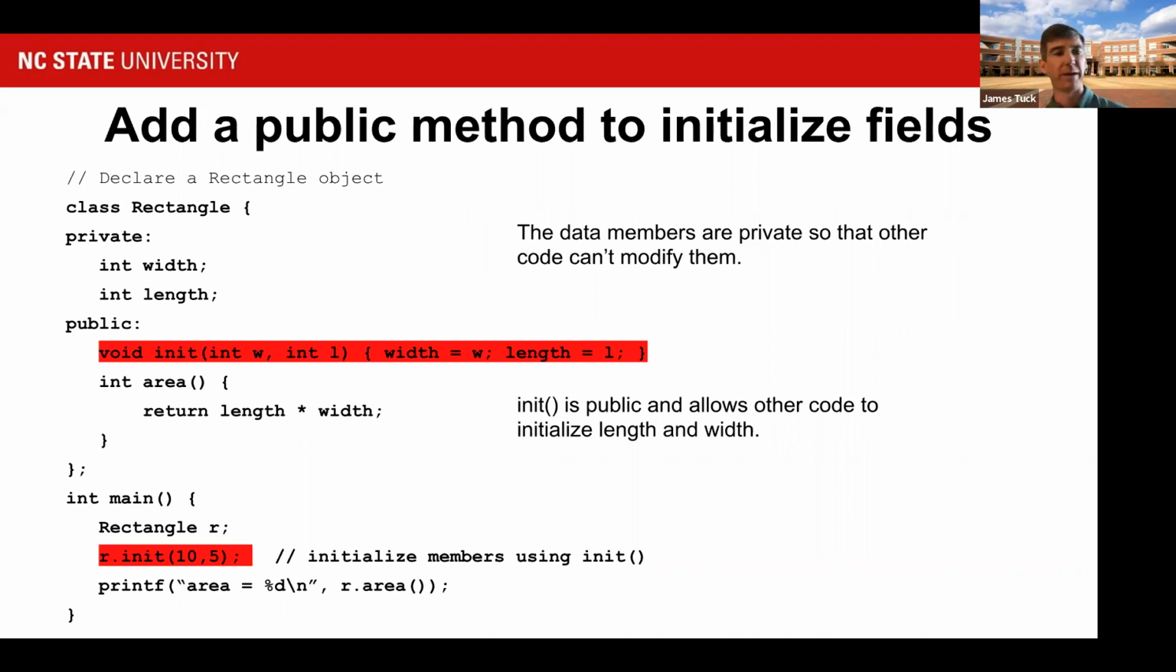Now, why did I bother making width and length private only to just create this initializer function that's then going to set them for me? It seems like I'm making things complicated. Well, I am making things a little more complicated in this simple example. Like it's probably fine to make width and length public in such a simple piece of code.